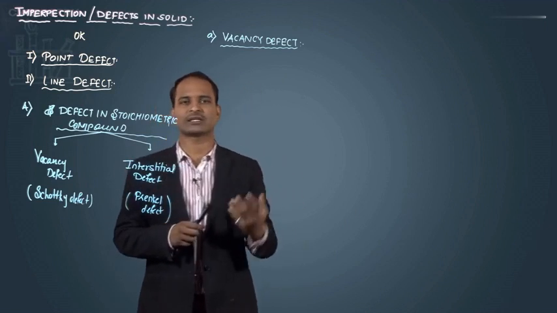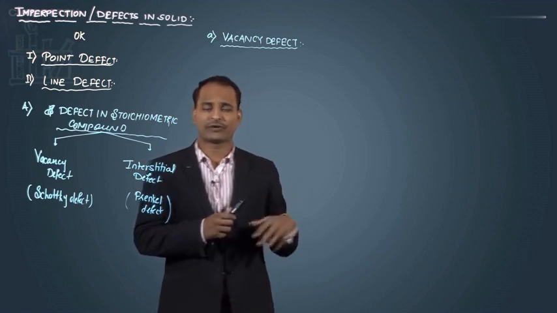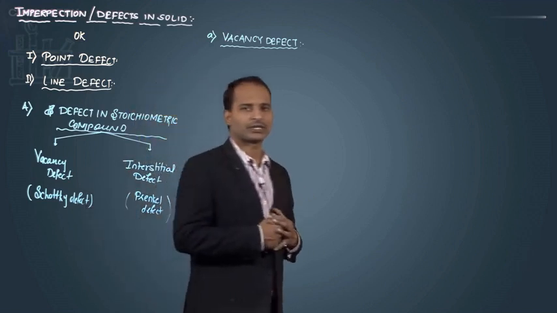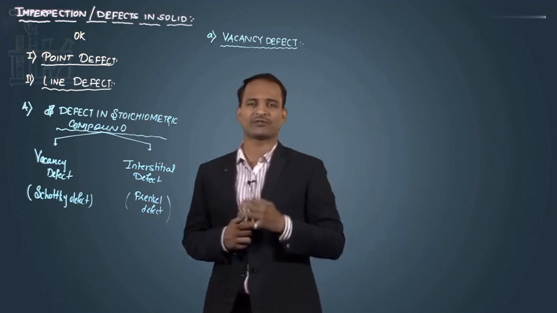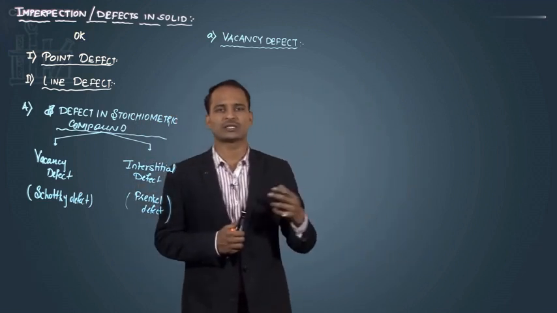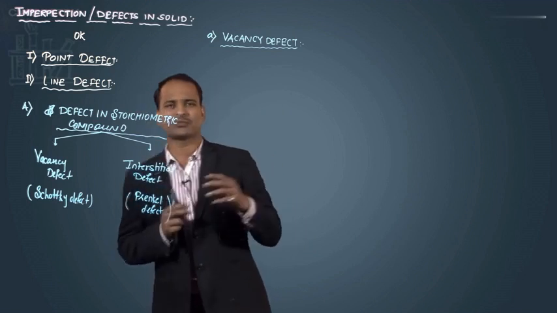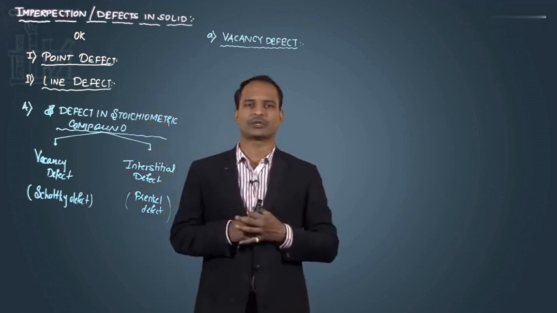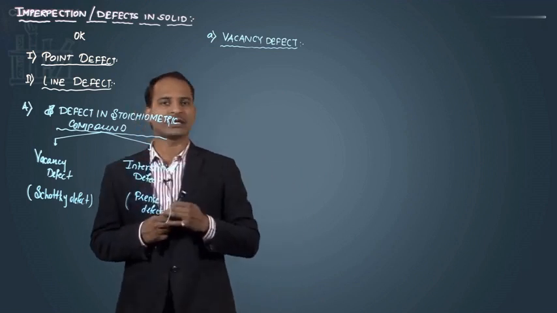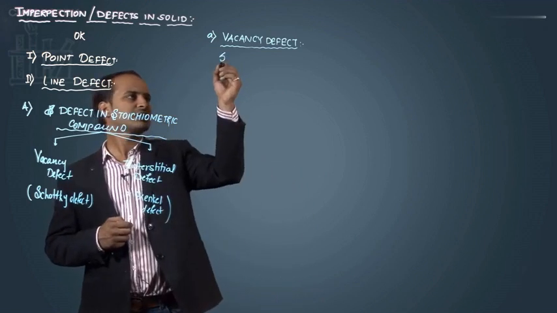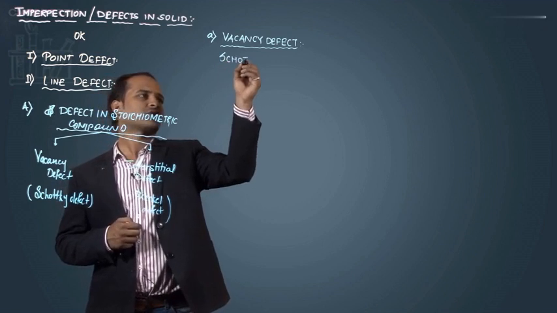As I said, when the same defect is observed, for example, if it is a molecular solid, then certain molecules will be missing from their position. If it is a covalent solid, then certain atoms will be missing from their position. And when the same defect is present in an ionic solid, then we have, as I said, one more name that is called Schottky defect.